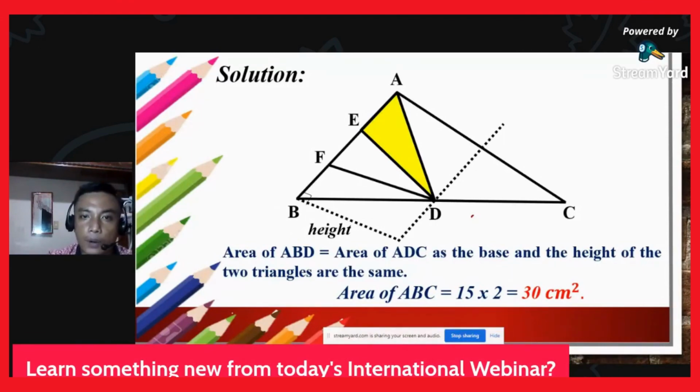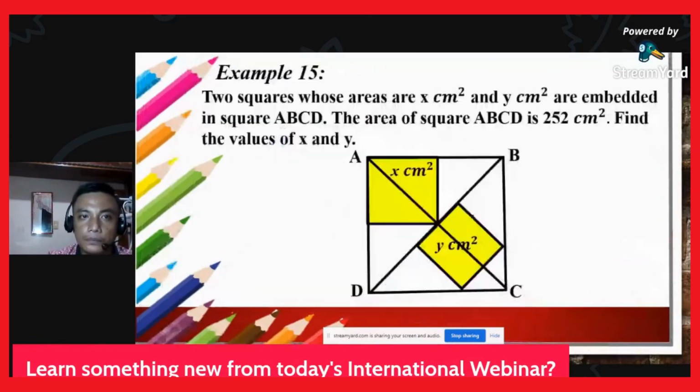Okay, this would be my last example. Two squares whose areas are x square centimeters and y square centimeters are embedded in a square ABCD. The area of the square ABCD is 252 square centimeters. What do you think are the values of x and y? What do you think is the value of x first?